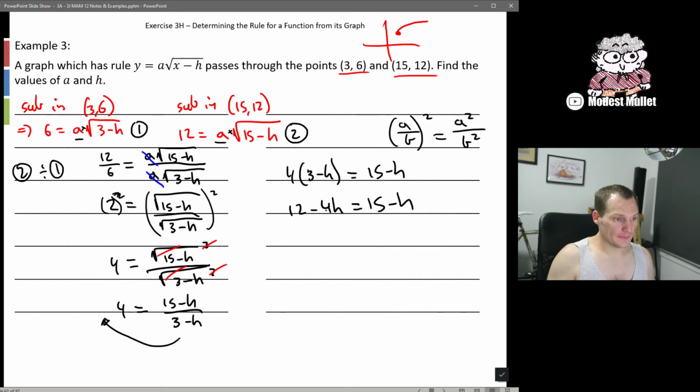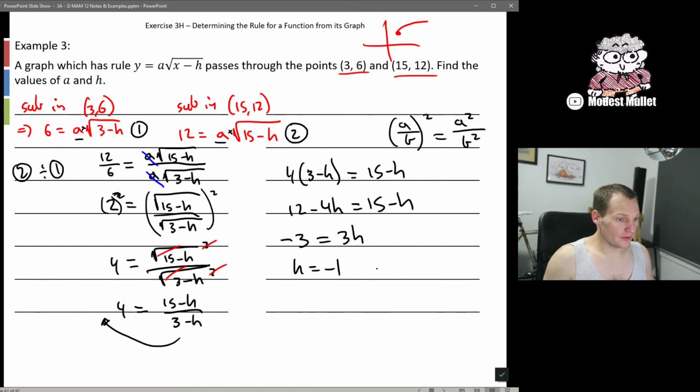Let's go. Add that over that side, take that over that side. So I'm going to get negative 3 by taking the 15 over and add the 4h to that side. Is equal to 3h. So h is equal to negative 1.